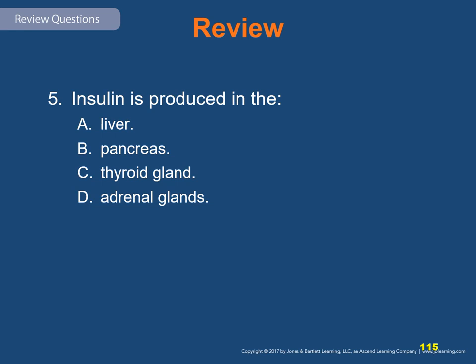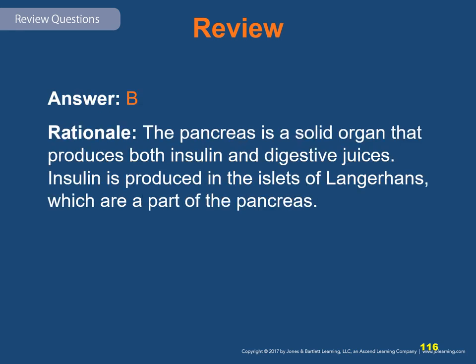Question 5. Insulin is produced in the liver, pancreas, thyroid glands, or adrenal glands. Considering that diabetes is such a problem, I think you can probably get this one pretty easily. And it is, of course, B. The pancreas is a solid organ that produces both insulin and digestive juices. Insulin is produced in the islets of Langerhans, which are part of the pancreas.